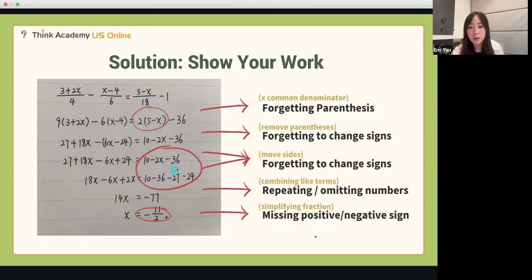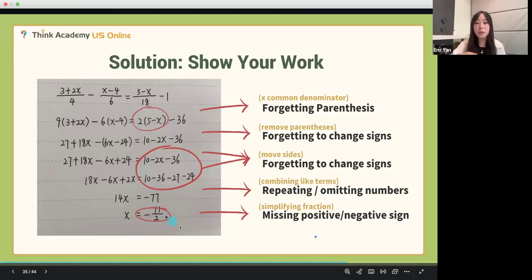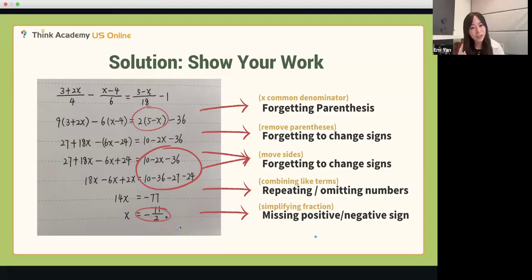And then after we got this, we're going to move the numbers to the right side. When we move to the other side, some kids might forget about changing the signs, right? Plus to minus, minus to plus. And what else? When we're combining the like terms together, a lot of kids are going to repeat adding the numbers or omit some numbers. And lastly, in our final step, after you figure out the answer, when you simplify a fraction, we're going to miss the positive or negative sign once again.